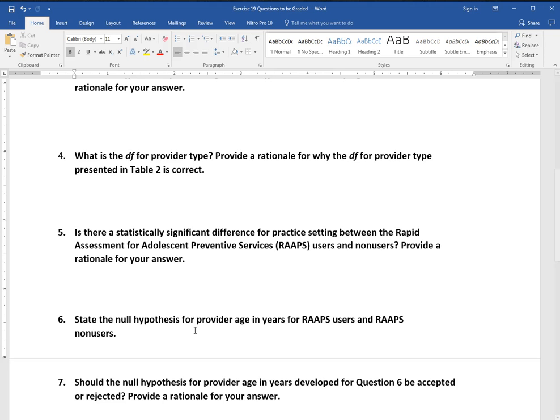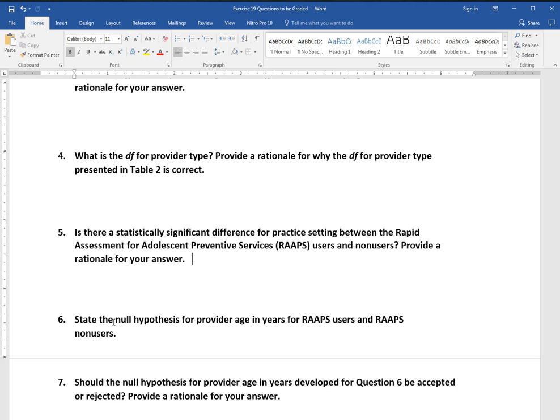Is the p-value lower or higher? What do we want that to be in relation to the level of significance? Number 6, state the null hypothesis for provider age in years for RAPS users and RAPS non-users.